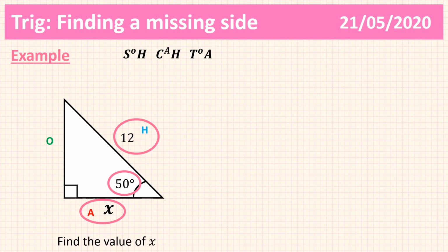Now there's only one ratio with adjacent and hypotenuse, and that's cos, or ka, in our mnemonic. So, ka, toa. Now that I've done that, I can write down what ka looks like. That's cos theta is equal to adjacent over hypotenuse. I then substitute my values in. I've got cos 50 is equal to x over 12.